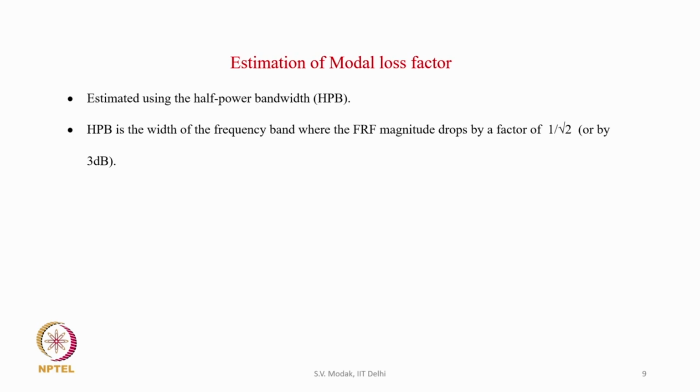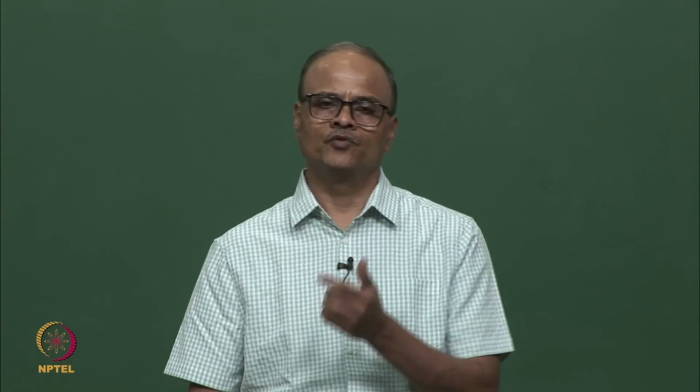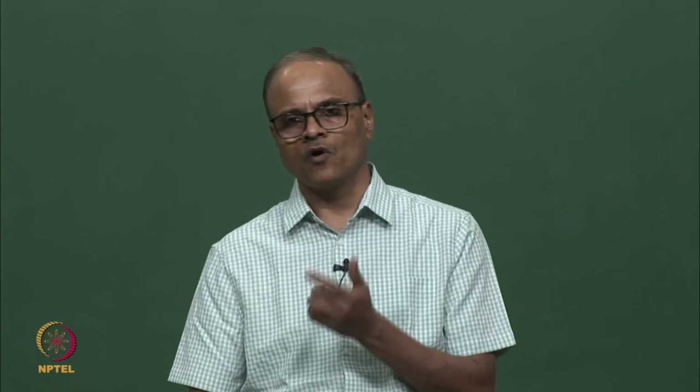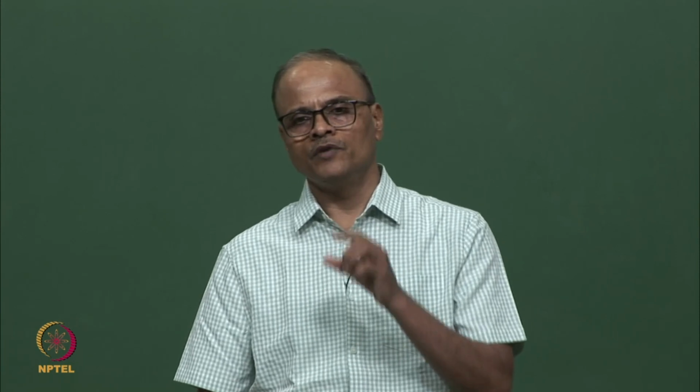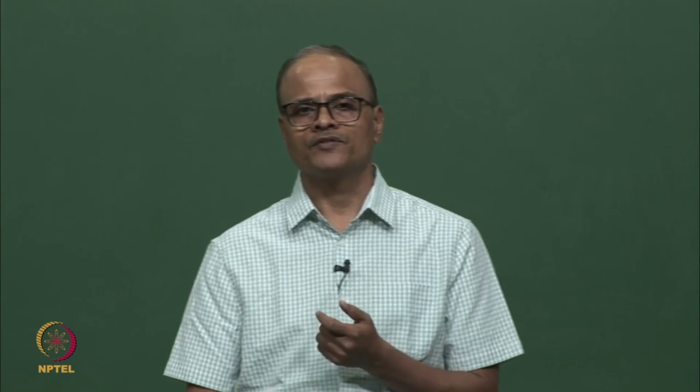So, we should look at the maximum FRF magnitude and we should find the frequencies where the magnitude of the FRF drops by a factor of 1 by root 2 with respect to the maximum magnitude, and those frequency points are referred to as half power points.